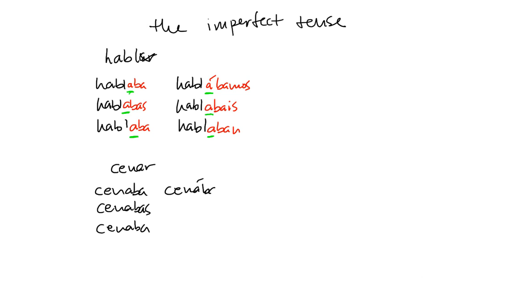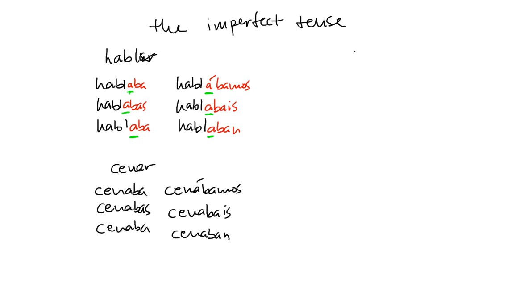cenábamos, cenabais, cenaban. So yo cenaba, I was eating dinner. Tú cenabas, you were eating dinner. Nosotros cenábamos, we were in the process of eating dinner.